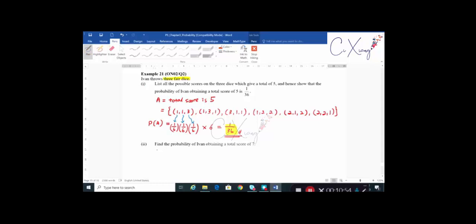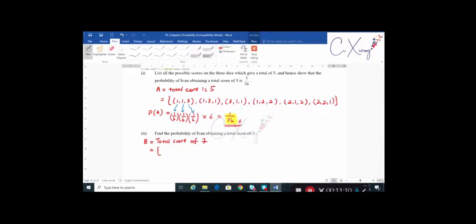Okay, so to get the total score of 7, maybe I make it as event B. So I will try to list out all the possible outcomes that I have. To get the total score of 7, I may have 115, then 151, then 511. Then I might have 124, 142, then 214, 241, then 412, and 421.